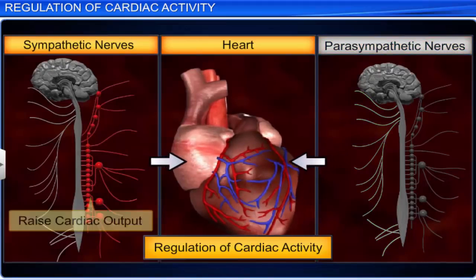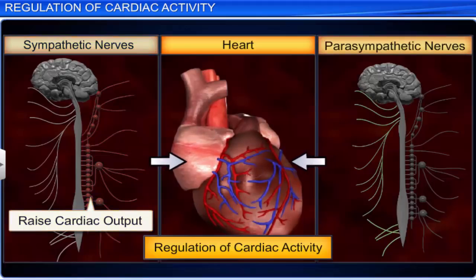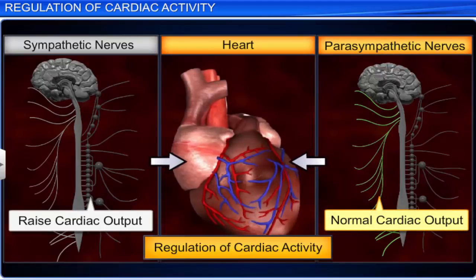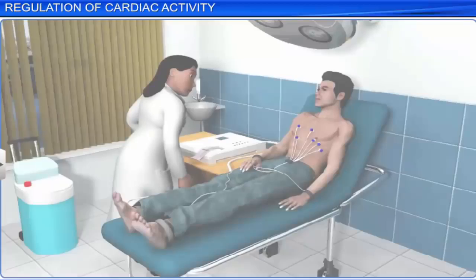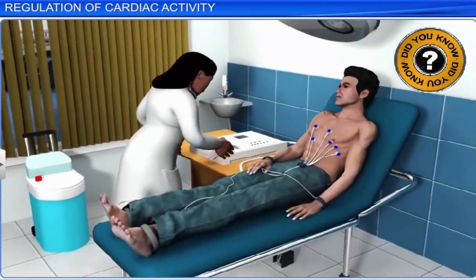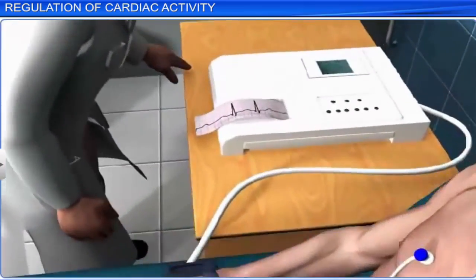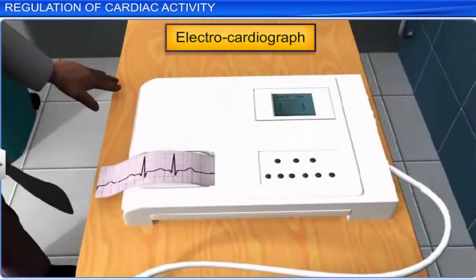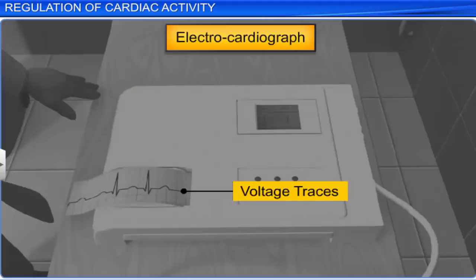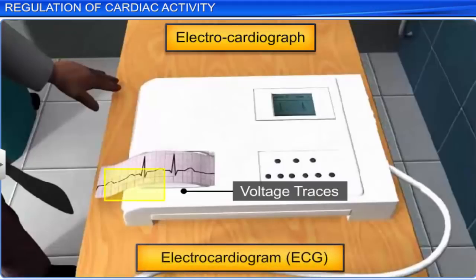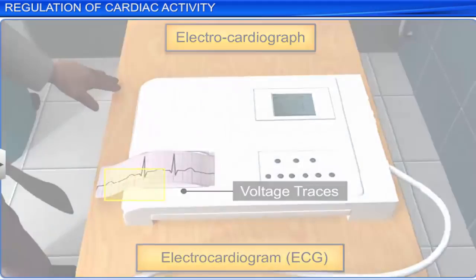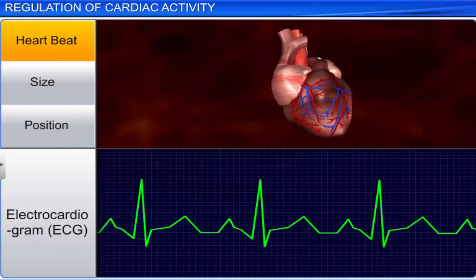While sympathetic nerves increase cardiac output, parasympathetic nerves act antagonistically to decrease cardiac output and bring it back to normal. Did you know that cardiac activity can be measured using an instrument? The instrument used is called an electrocardiograph, which records the electrical activity of the heart as voltage traces. This recording is called an electrocardiogram or ECG. It provides information on the rate of heartbeat and the size and position of the chambers of the heart.